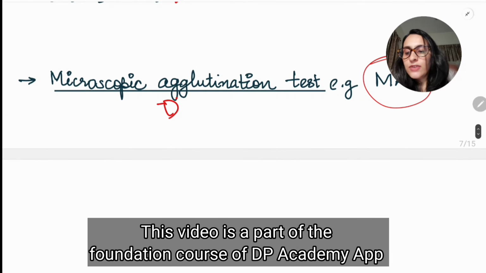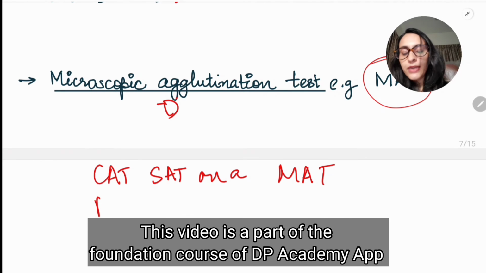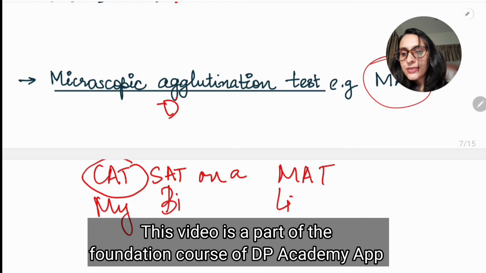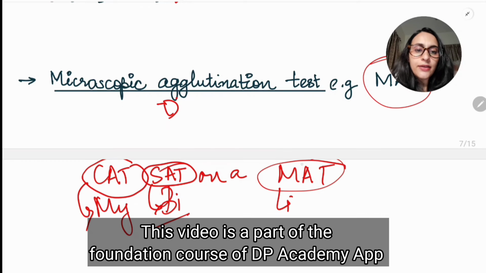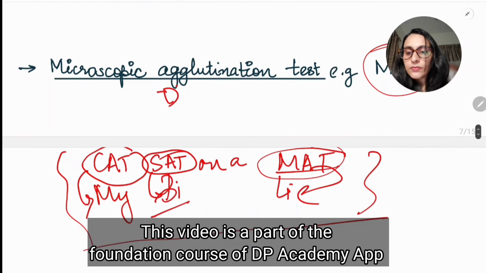Example is MAT, microscopic agglutination test. So if you can recall from the previous lecture, what we have studied is cat sat on a mat. CAT is cold agglutination test that is done for mycoplasma. SAT is standard agglutination test that is done for brucella, and MAT is microscopic agglutination test that is done for leptospira. So cat sat on a mat, that is our mnemonic to remember these things.